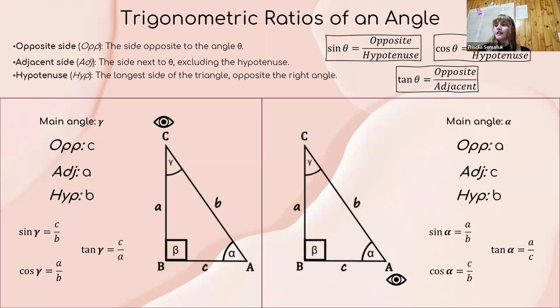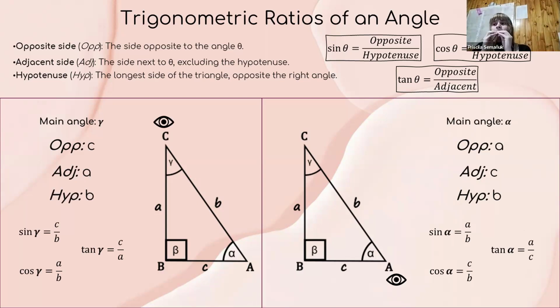I'm sorry. So now this angle will be alpha. So sine of alpha will be A over B. Cosine of alpha will be C over B. And tangent of alpha will be A over C. Okay? So you see that sine, cosine, and tangent are always the same basic formula. What changes depends on which one is our main angle, so if we're standing in the y angle or the alpha angle.